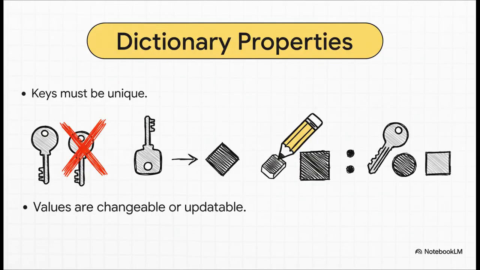Now, dictionaries have a few simple but really powerful rules. First, every key, like a name in our address book, has to be unique. You can't have two entries for Rahul, for example. The values, though, can be duplicated, so two different people could totally have the same score. And it's super easy to update a value, like if you need to change a score later on.